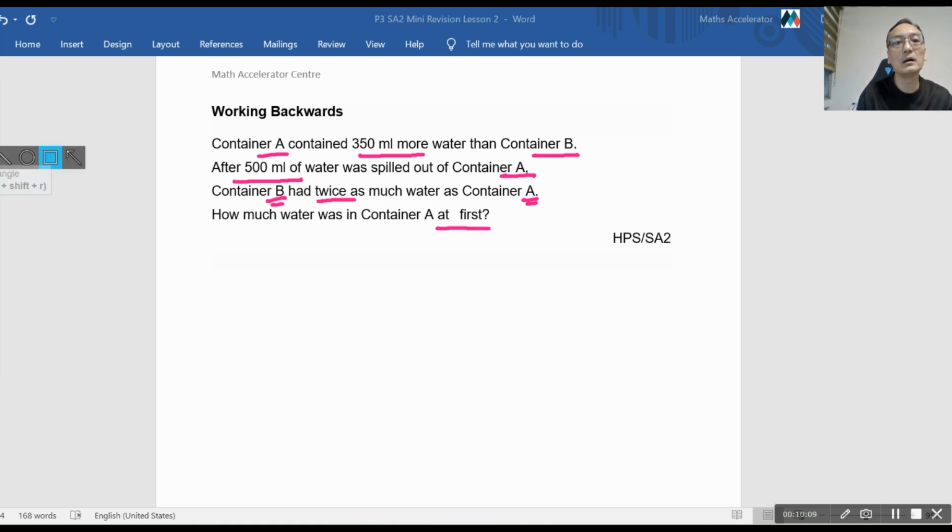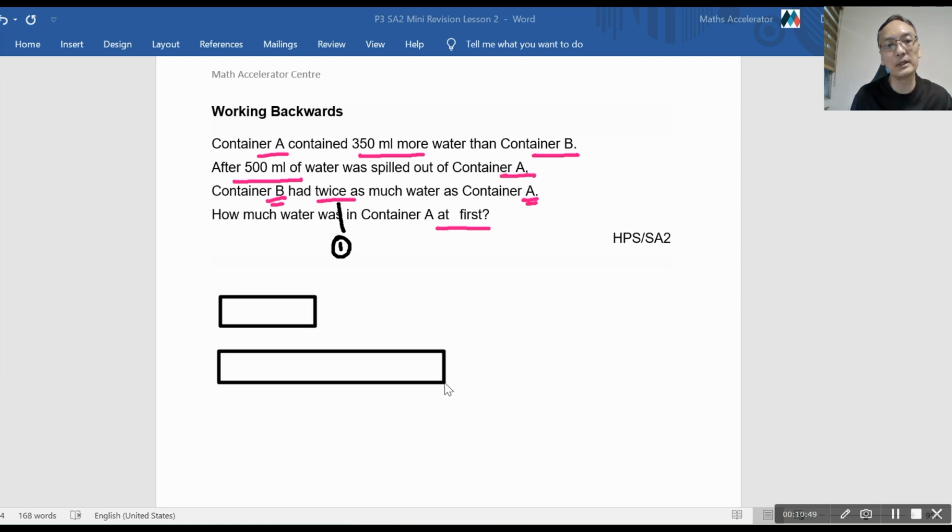Right, after reading the question and highlighting the keywords, now let's organize all these keywords into a model that we can understand. First of all, we notice that we need to find what was in container A at first. We have a lot of information here, so we are using working backwards to help us understand the question so that we'll be able to move backwards and find out how much water is in container A. The first step that we're going to carry out is here. We're going to draw a model that represents B that is double of A. So we have 1 unit of A and 2 units of B in the end.